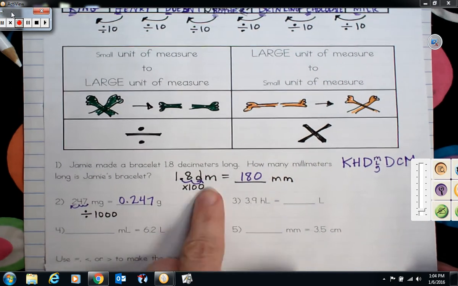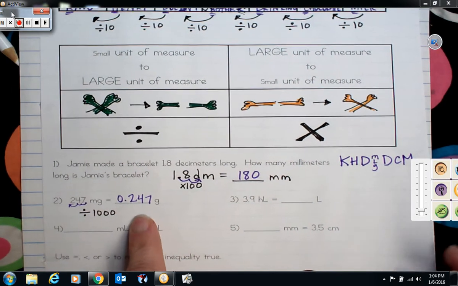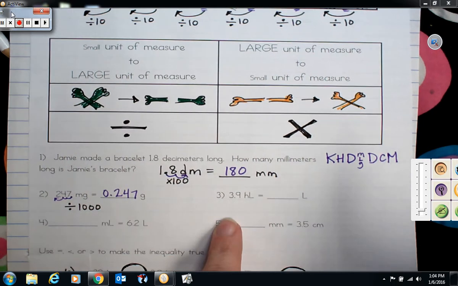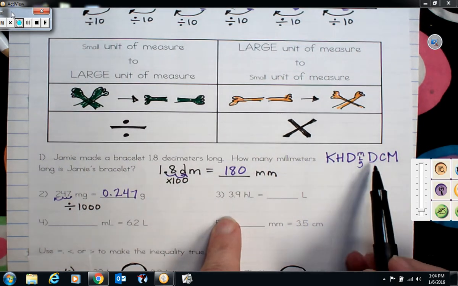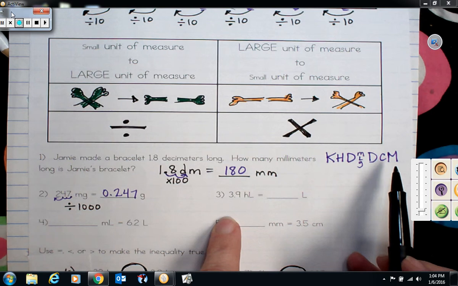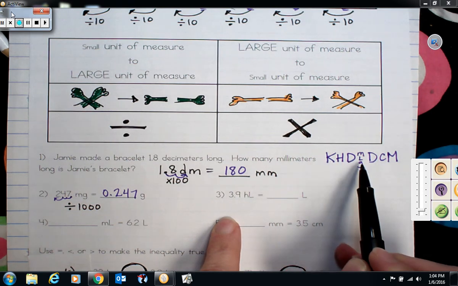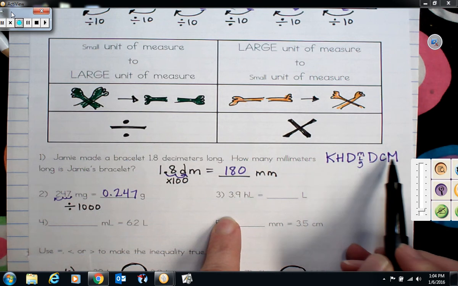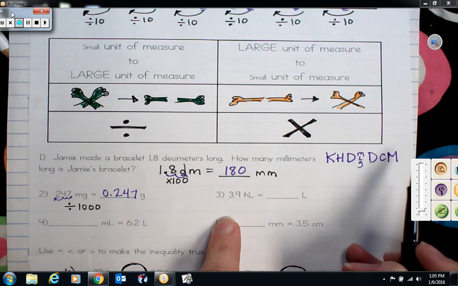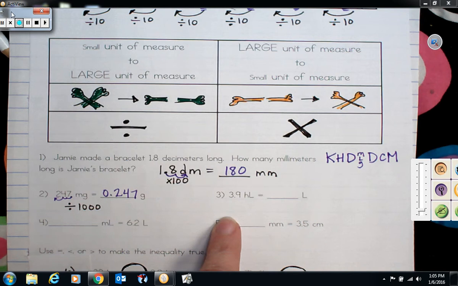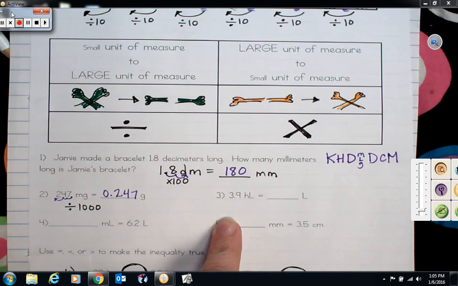We've already done a couple of these together, so let's go ahead to number 3. Now, I like to keep in the corner of my paper whenever I'm working with the metric system King Henry doesn't, with bother as my base units, drinking chocolate milk. That helps me keep my prefixes in order so I know which direction I'm moving, how many times I'm multiplying by 10 or how many times I'm dividing by 10.